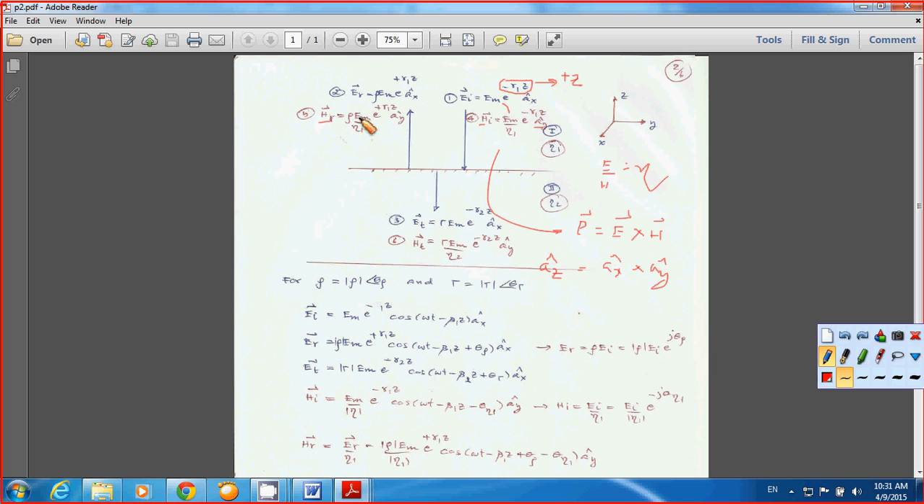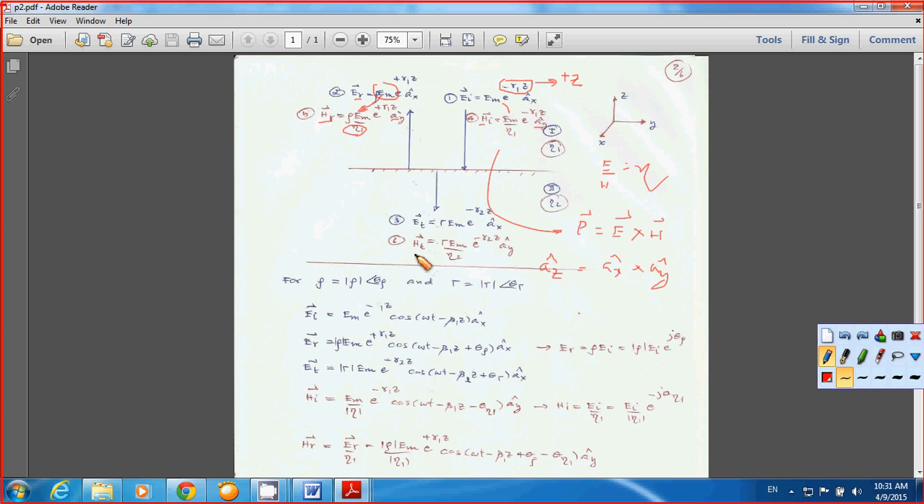So your HR equals ER over eta 1, because it's still in media number 1. And for ER, you simply pick up the amplitude here, which is equal to rho EM. And when it's reflected back, this changes the sign from negative gamma 1 Z to positive gamma 1 Z, and still has the component in the y direction.